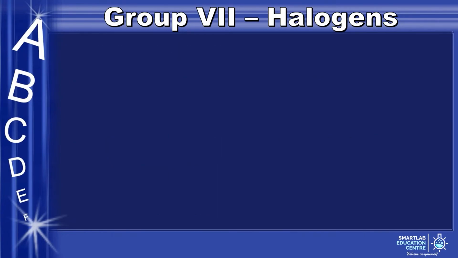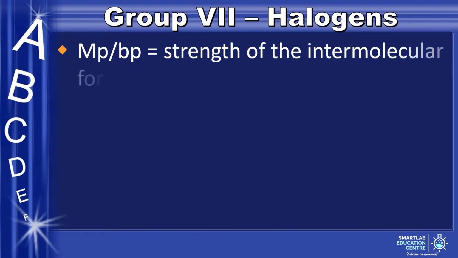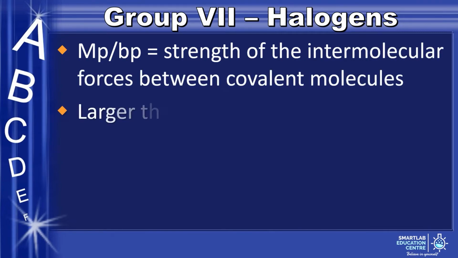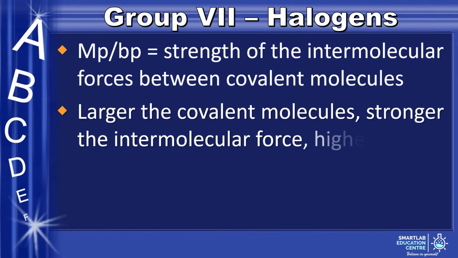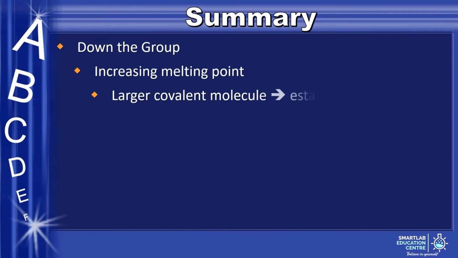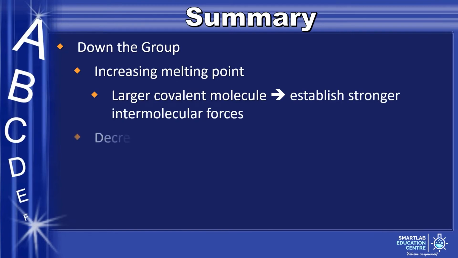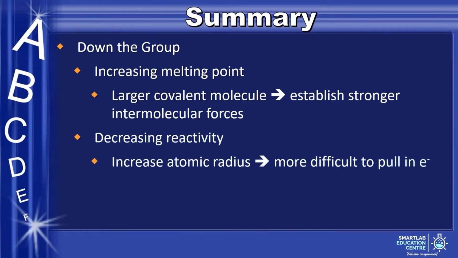Since melting or boiling point represents the strength of the intermolecular forces between covalent molecules, the larger the covalent molecules, the stronger the intermolecular force, and thus the higher the melting or boiling point. In summary, down the group, there is an increasing melting point, as the covalent molecule is larger, and therefore establishes stronger intermolecular forces. The reactivity decreases, since as atomic radius increases, it makes it more difficult to pull in electrons. Lastly, the density increases, as the mass number increases.